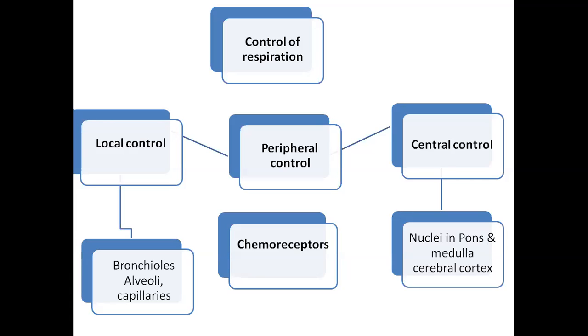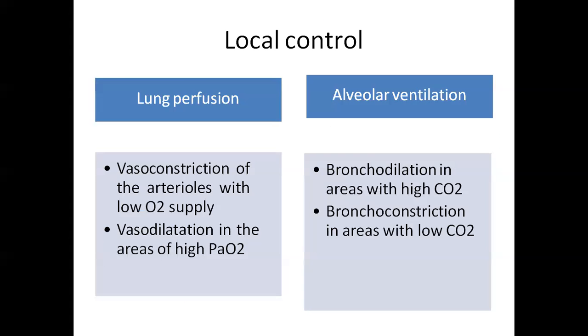Coming to the peripheral control, there are chemoreceptors in our body. These chemoreceptors will participate in peripheral control mechanisms. And in the third category, central control mechanisms, our central nervous system, especially our brain, is involved. Some parts in our brain, those special parts like nuclei in the pons and medulla, and the cerebral cortex, will control the respiratory movement. So this is called central control. In this way, totally three control mechanisms are there to control respiration: local control, peripheral control, and central control. So let us know about this local control mechanism.